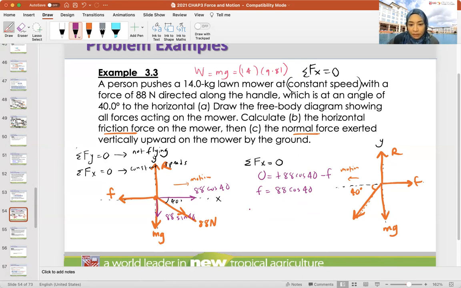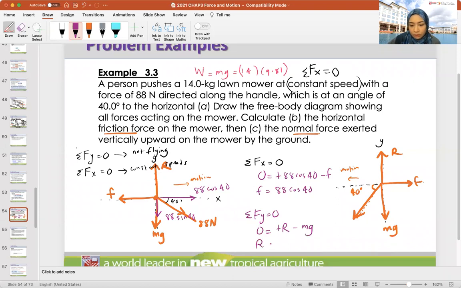And then next one, what is the condition for Fy? Fy needs to be 0. The lawnmower shouldn't be flying. So what is in our y-axis? We have R going upwards, positive R. We have mg going downwards. That is a negative mg. This is equal to 0.